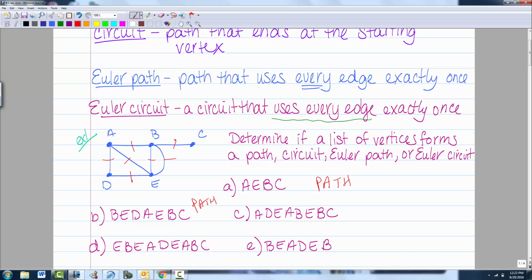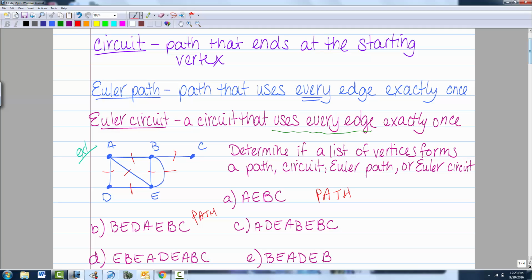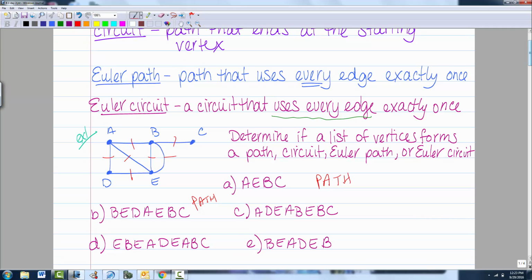So, is this a circuit, yes or no? So the path ends at its starting vertex. No. Is it a Euler path? And it uses every edge. Is it a Euler circuit? No, because it didn't end where it started. So this is a Euler path.